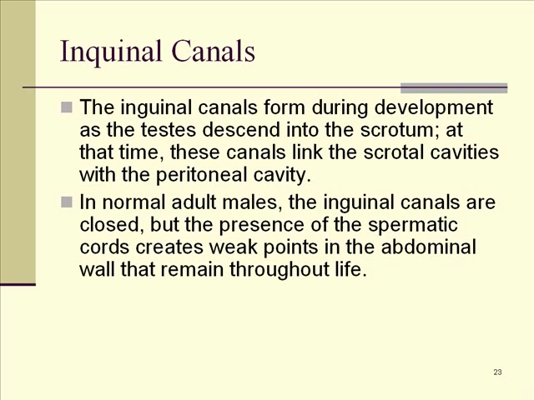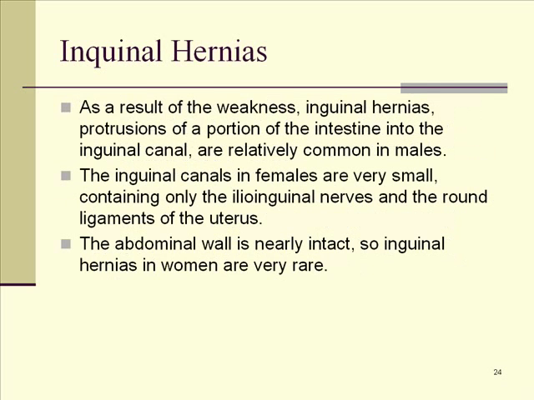There's not a descent of the testicles in females, and so because of that, the path of least resistance in the abdominal wall for women is typically the umbilicus, and so that's a point where you can see hernias occur in women. Inguinal hernias, as a result of weakness, are protrusions of a portion of the peritoneal lining or the intestines into the inguinal canal. This is relatively common in males, especially with lifting or straining, anything that makes you increase the intra-abdominal pressure.